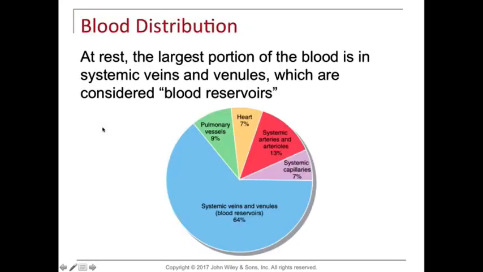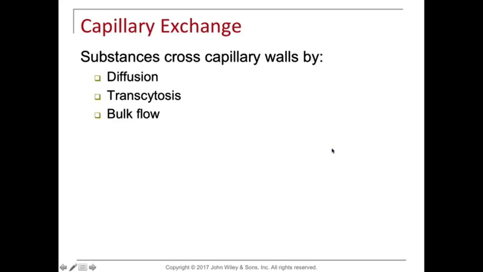At rest, the largest portion of the blood is in the systemic veins and venules, which are considered blood reservoirs, right? So if you look at the percentage, 64% of the blood at rest is going to be in the venules or the veins. Systemic arteries and arterioles, 3%. Pulmonary vessels, 9%. The heart is 7%. And systemic capillaries are 7%.